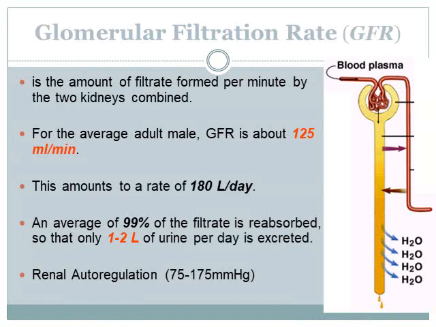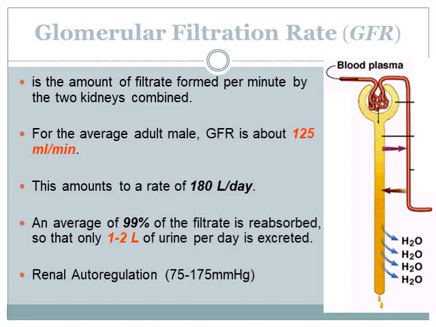When we look at the glomerular filtration rate, it means the amount of fluid that passes through the glomerulus. So the amount of fluid that is produced per minute is what the glomerular filtration rate is. On average you should have about 120 mils of fluid passing through the glomerulus every minute.